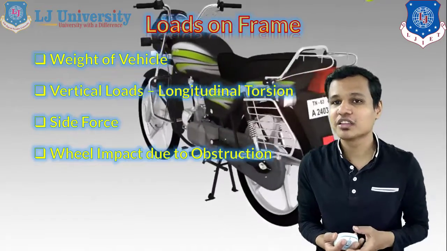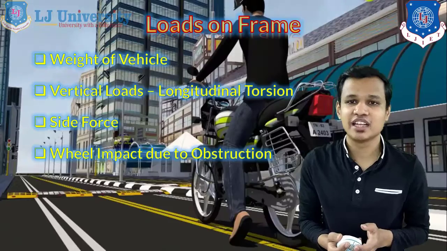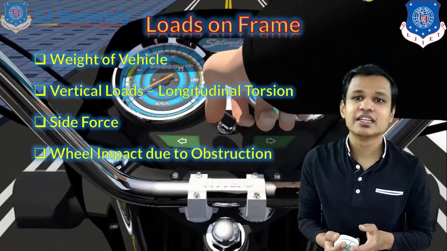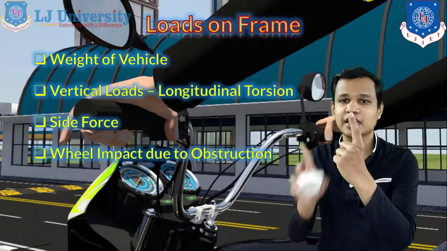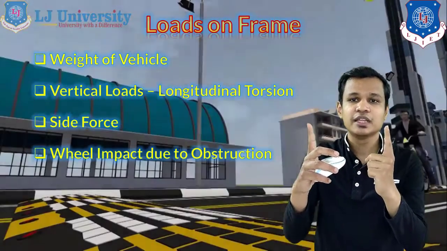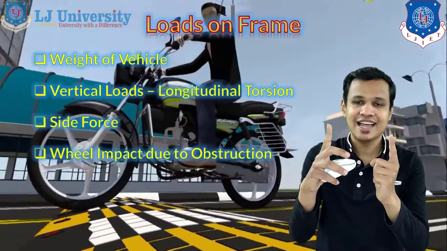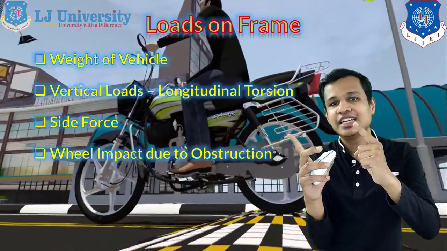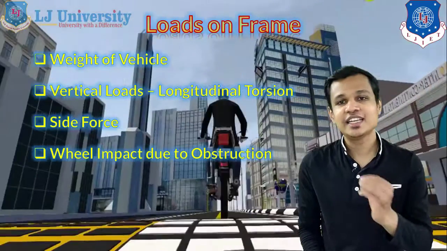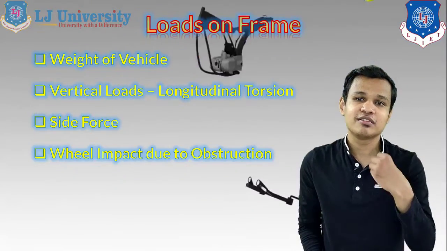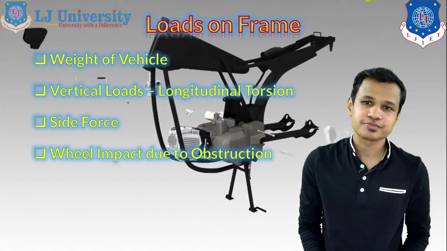You might remember the lozenging effect that we saw in the case of the BS subject as well. The lozenging effect is applied on the frame, which moves the vertical plane of the frame in an inclined direction, right? It tries to move the frame in the inclined direction, and that is known as the lozenging effect. It can happen when one of our wheels passes through an obstruction.